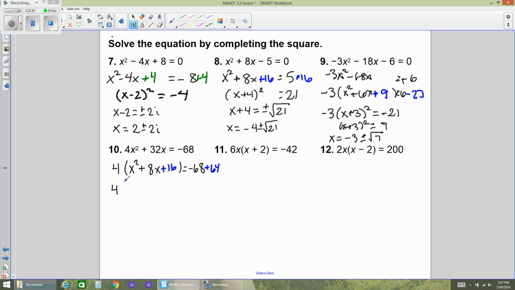All right, so simplifying and factoring here. I have 4 times the quantity of x plus 4 squared. It's equal to -4. I divide by 4 on both sides and get -1. I square root both sides and get plus or minus i. I subtract the 4 and get -4 plus or minus i.